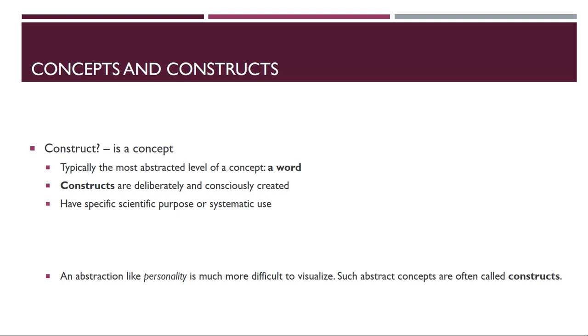Construct is also another form of concept. It's very similar to a concept. Constructs are deliberately and consciously created so that they have a scientific purpose and are systematic. Most abstract concepts are difficult to visualize, like the personality of a person, whether you're talking about the physical or the innate, inner quality. Maybe compassion, if the person is compassionate, being passionate about something, being humble, being kind, and so on. Those are abstract concepts that you must first convert into a construct, and only then can you operationalize those things.